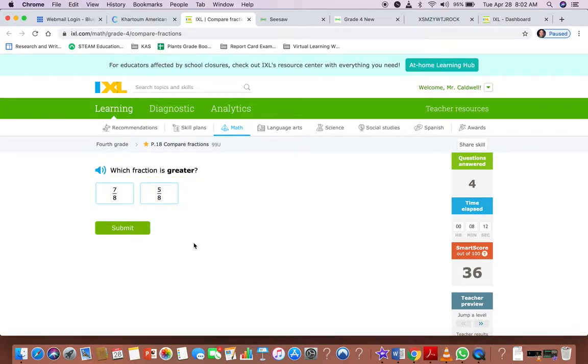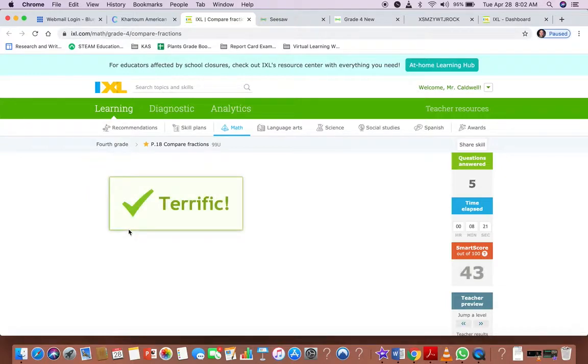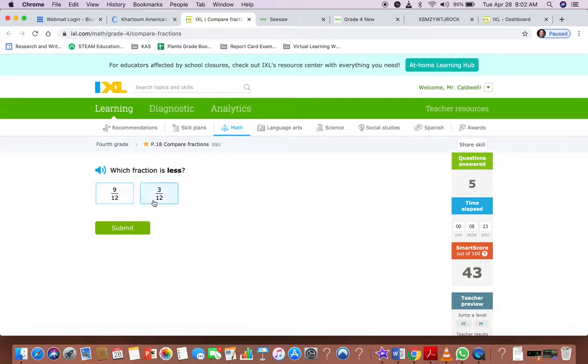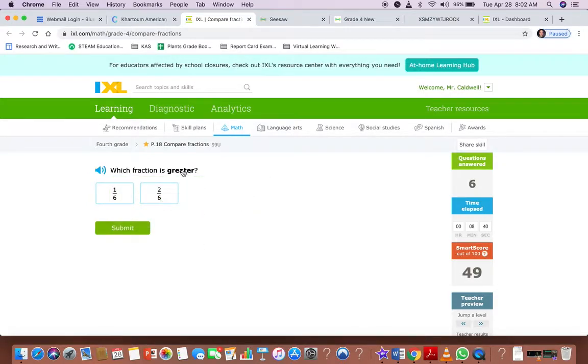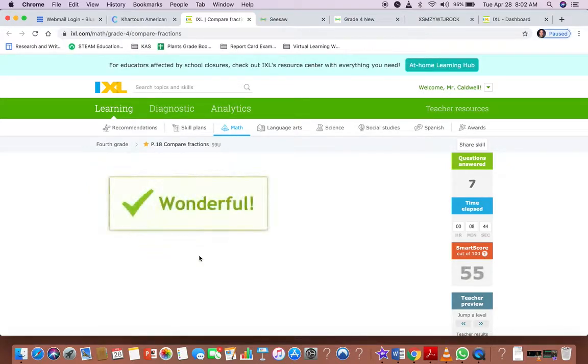All right, which fraction is greater? All right, the denominators are the same. 7 is greater than 5, so we choose 7. All right, the bottom numbers are the same, 12 and 12. Which one is less? Pay attention because I would miss these if I went fast because I would choose the greater one instead of the less one. So which one is less? 3/12 is less. All right, which one is greater? All right, 2 sixths. 2 is bigger than 1.